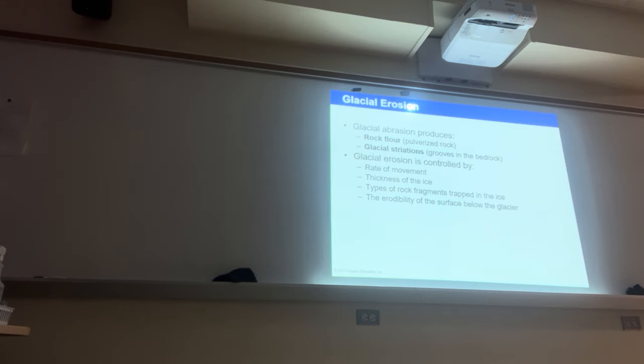So glacial abrasion itself can produce a few things. It can produce rock flour, which is what I just described. So this is the pulverized rock. Imagine you're sanding something in the wood shop and all of the little dust, that's essentially what's happening here. If you're rubbing two rocks together, it's going to create dust particles that are made of just pulverized rock.